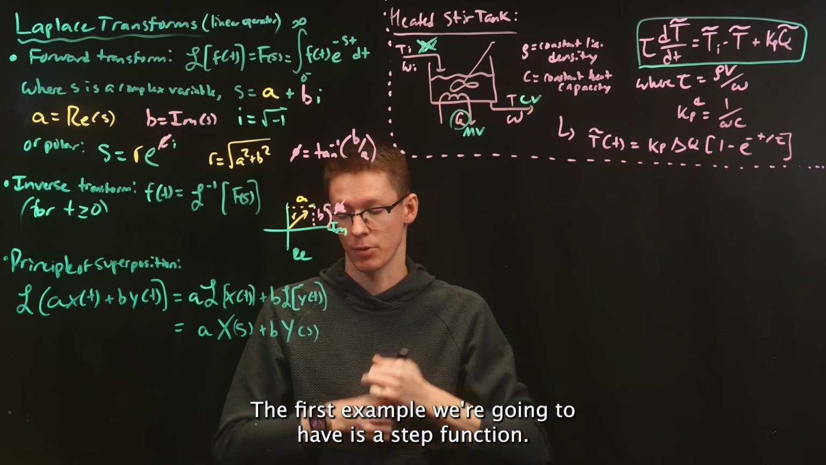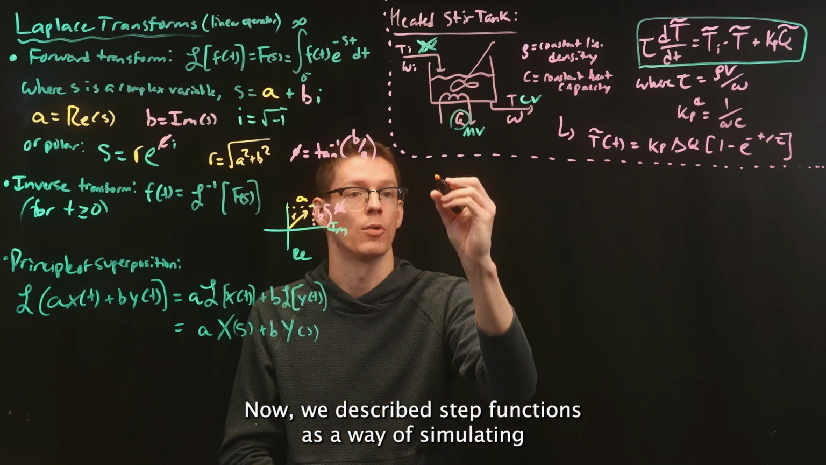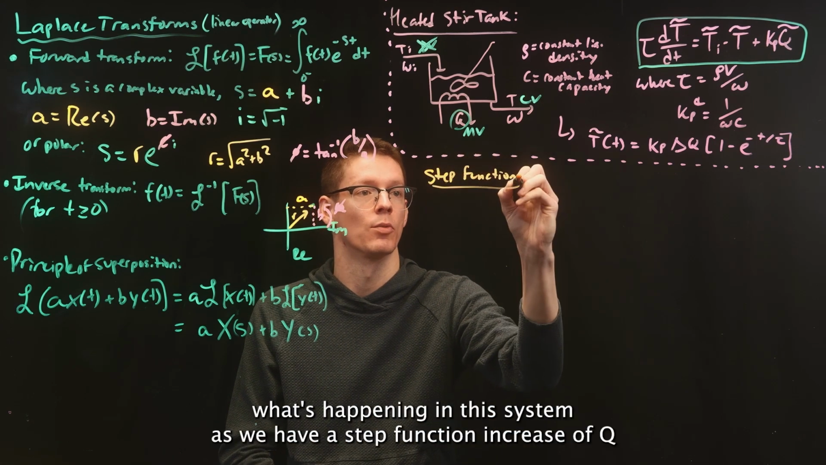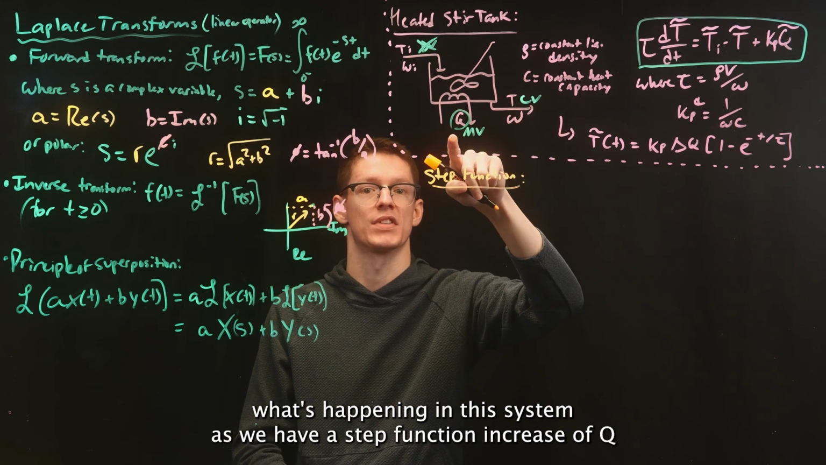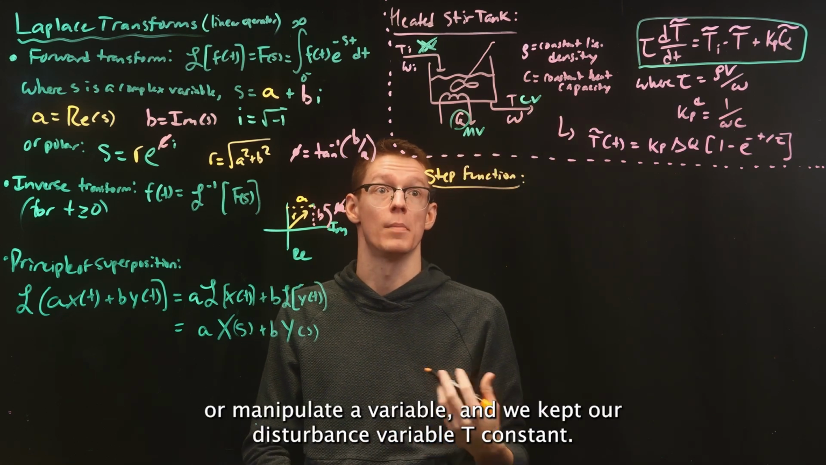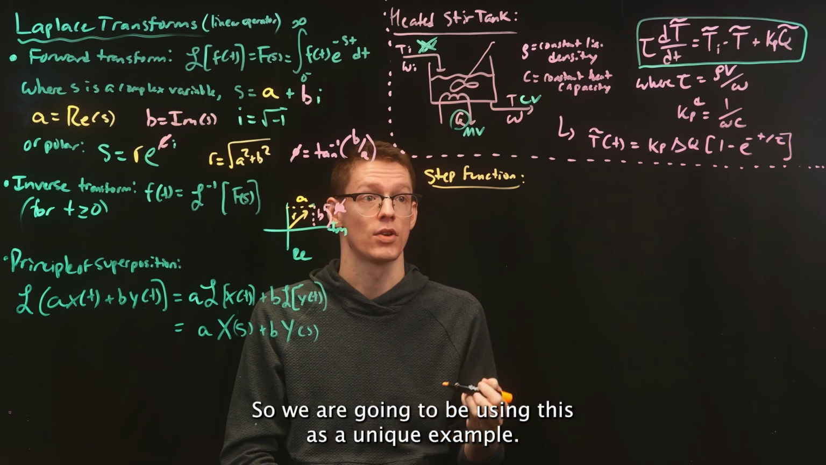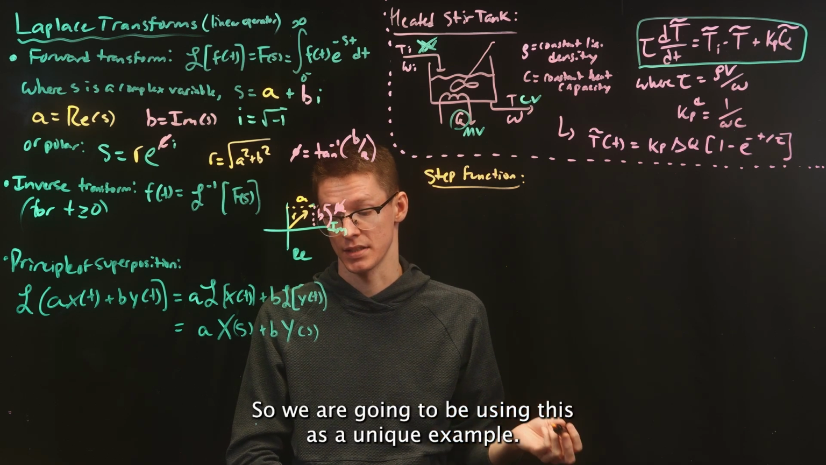The first example we're going to have is a step function. We described step functions as a way of simulating what's happening in this system as we have a step function increase of q, our manipulated variable, and we kept our disturbance variable Ti constant, so we are going to be using this as a unique example.